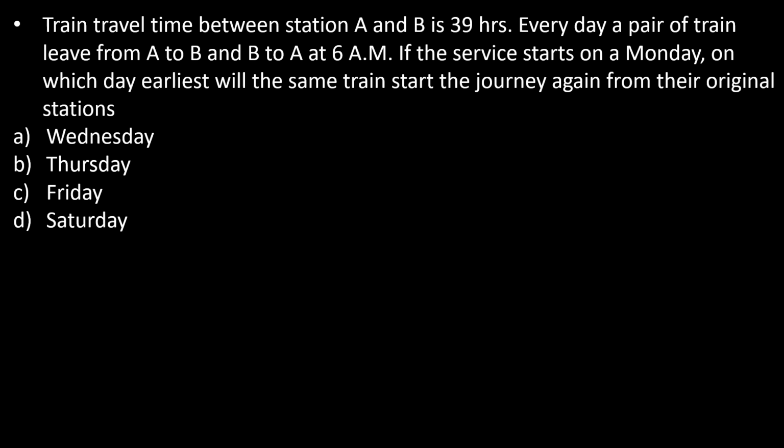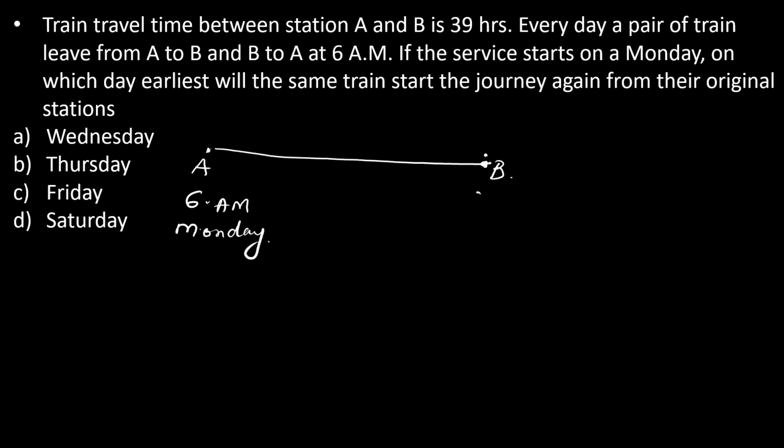Next question. Train travel time between station A and B is 39 hours. Every day, a pair of trains leave from A to B and B to A at 6 a.m. If the service starts on a Monday, on which day earliest will the same train start the journey again from their original station? It is said that there are two stations. From A to B, the train is leaving at 6 a.m. on Monday morning. Every day the train will start from 6 a.m. In both stations, the train starts at 6 a.m.